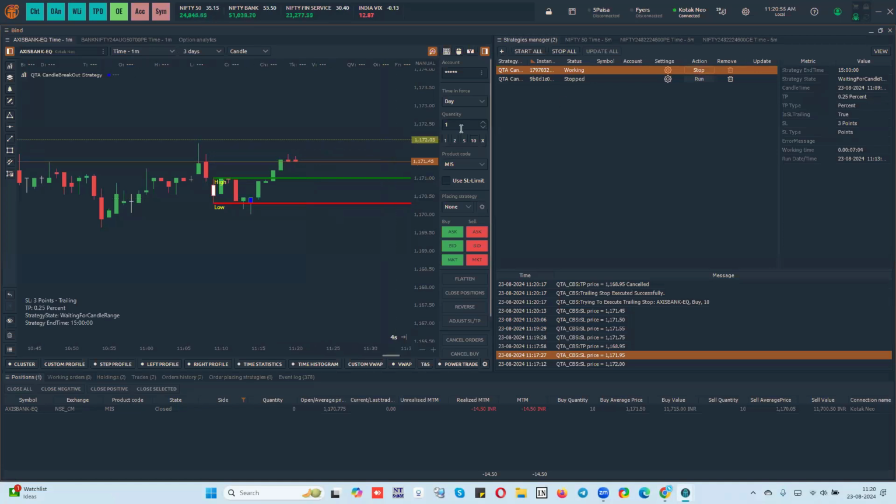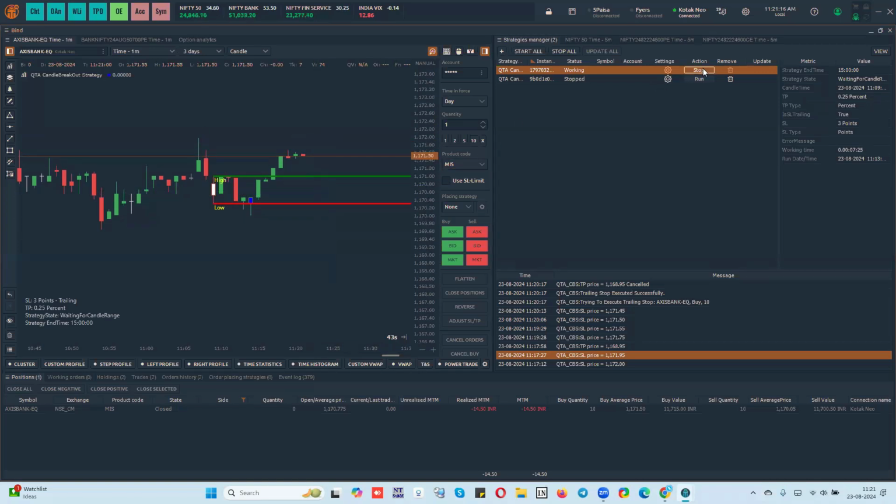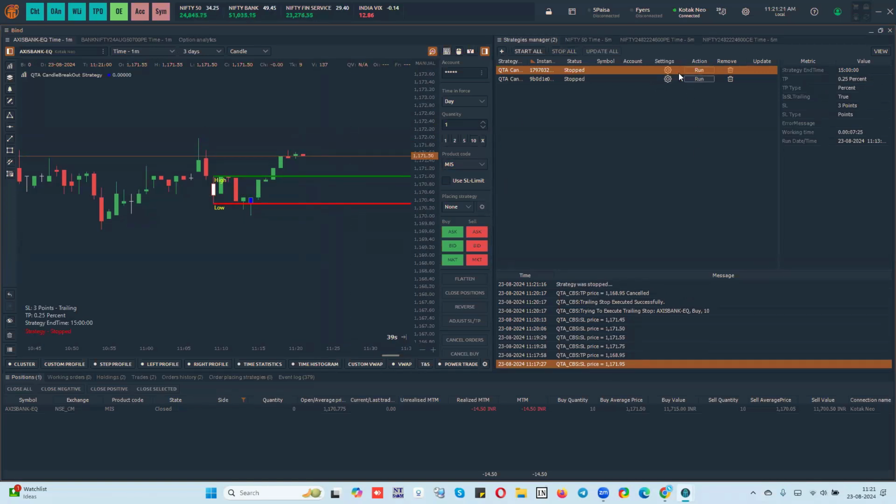But remember, if you selected both directions, it will take one trade on one side and another trade on the other side. So if the market comes back to this range and starts going up, it will start taking a buy trade. Since we already took a sell trade, it won't take a sell trade once again. So for the time being, I'm stopping this particular strategy. You can see that the strategy status will be visible out here.